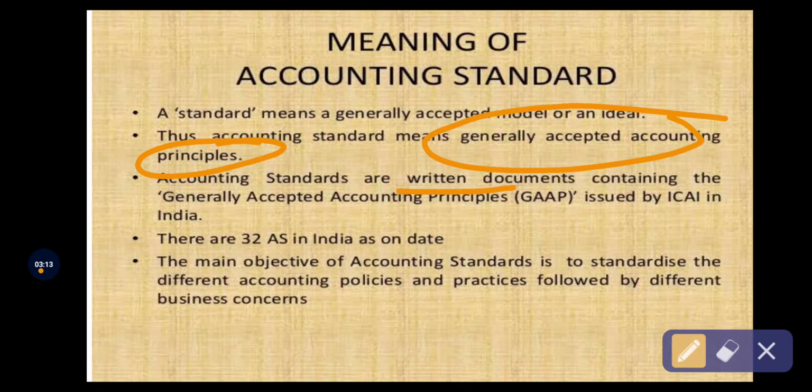So GAAP covers everything. I told you in the previous class, GAAP covers AS, Ind AS, IAS, IFRS. Everything is covered in GAAP only. What was GAAP? GAAP was generally accepted accounting principles. Each and every country has separate rules and regulations for preparing their specific books of accounts, for example UK, USA, India.